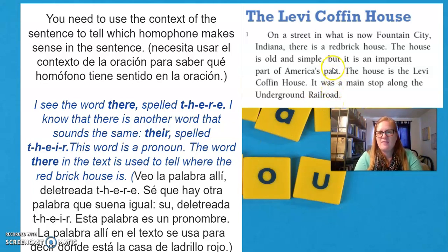Now, I see the word there, spelled T-H-E-R-E. I know that there is another word that sounds the same, spelled T-H-E-I-R. That word is a pronoun. The word there in the text is used to tell where something is. So this there is like, I'm over there, or she's over there. Where T-H-E-I-R would be like, their house is a beautiful house. So that is something that belongs to a group of people.